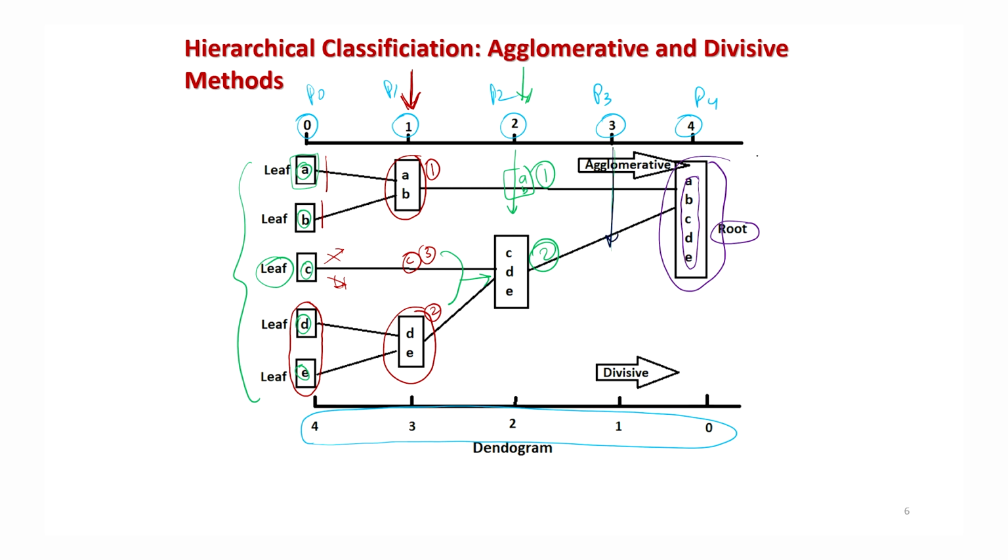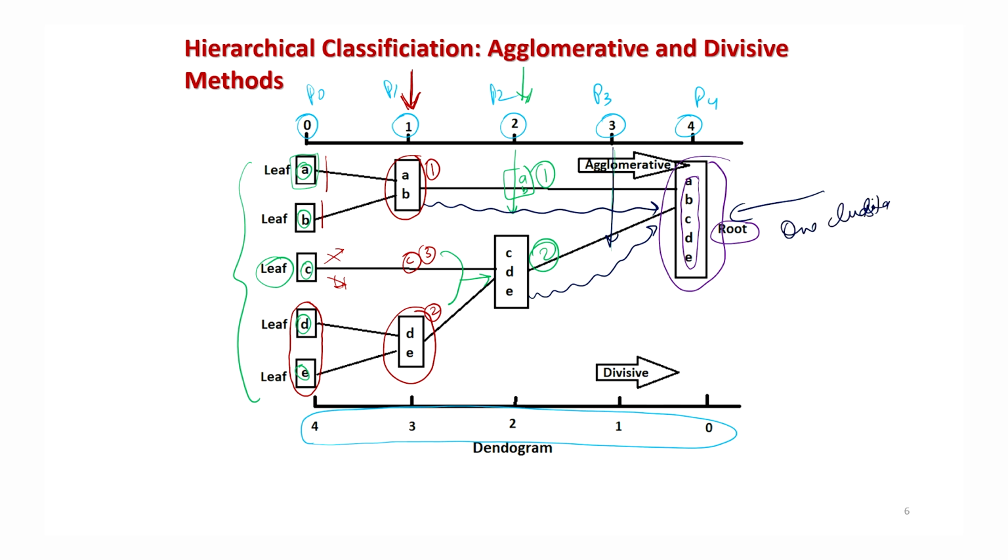Now in the last stage, there is no option left, so the cluster AB and the cluster CDE are merged together and we have only one cluster.